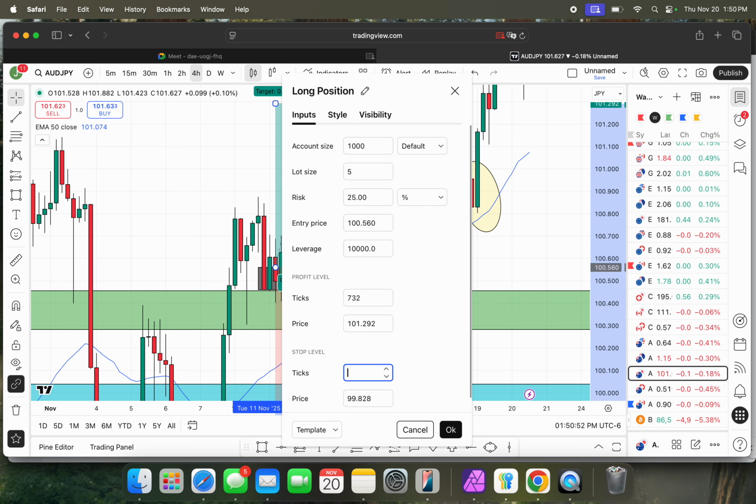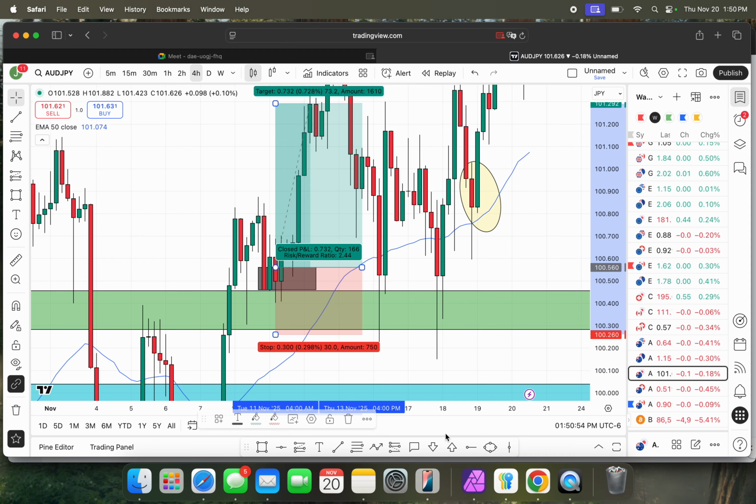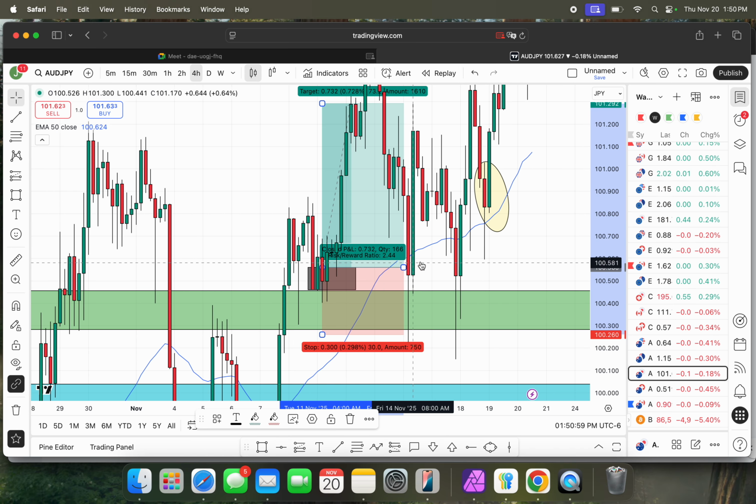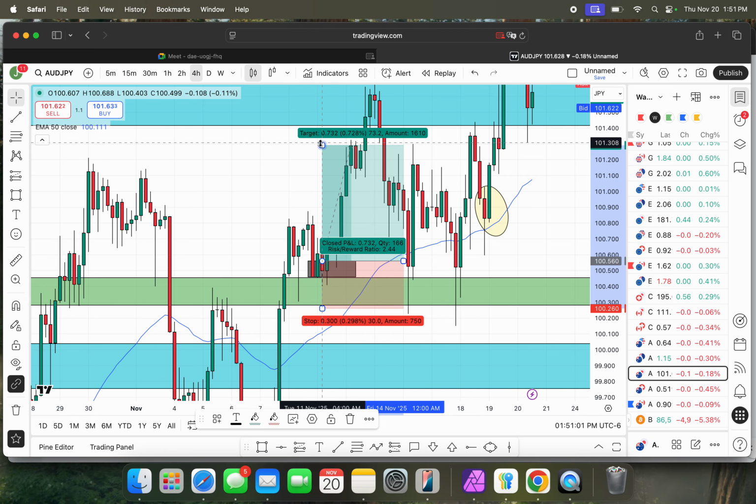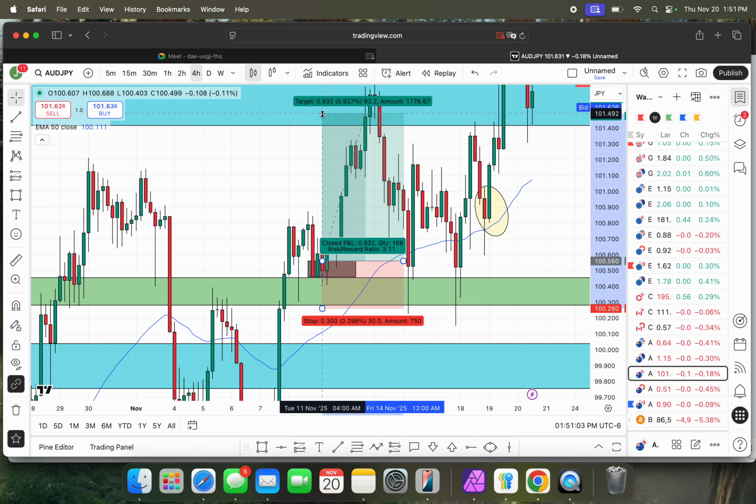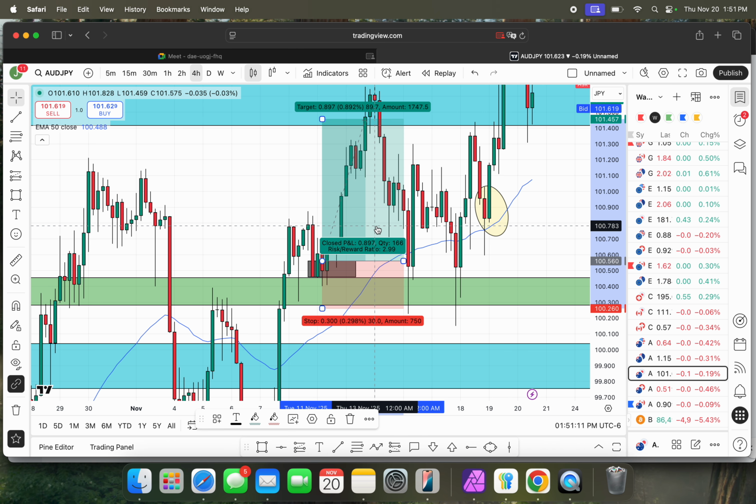And then I always come over here and play with it. Let me see, 30 pip stop loss. Yep, 30 pip stop loss. We could have easily got a 1 to 3, right? Almost probably if you really want to stretch it. We would have went to a 1 to 3, best case scenario.